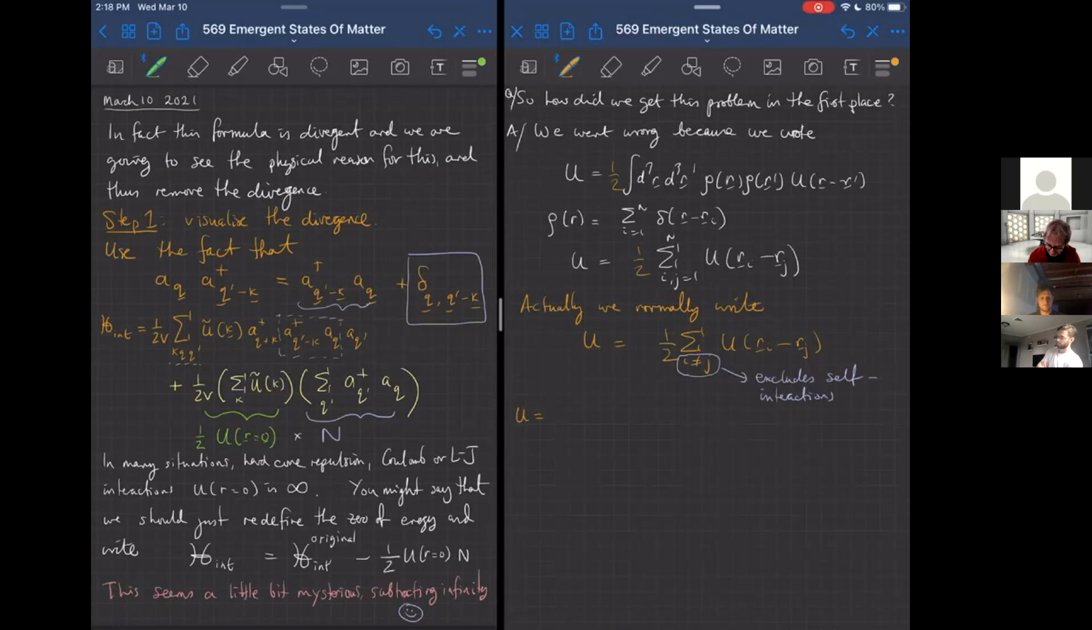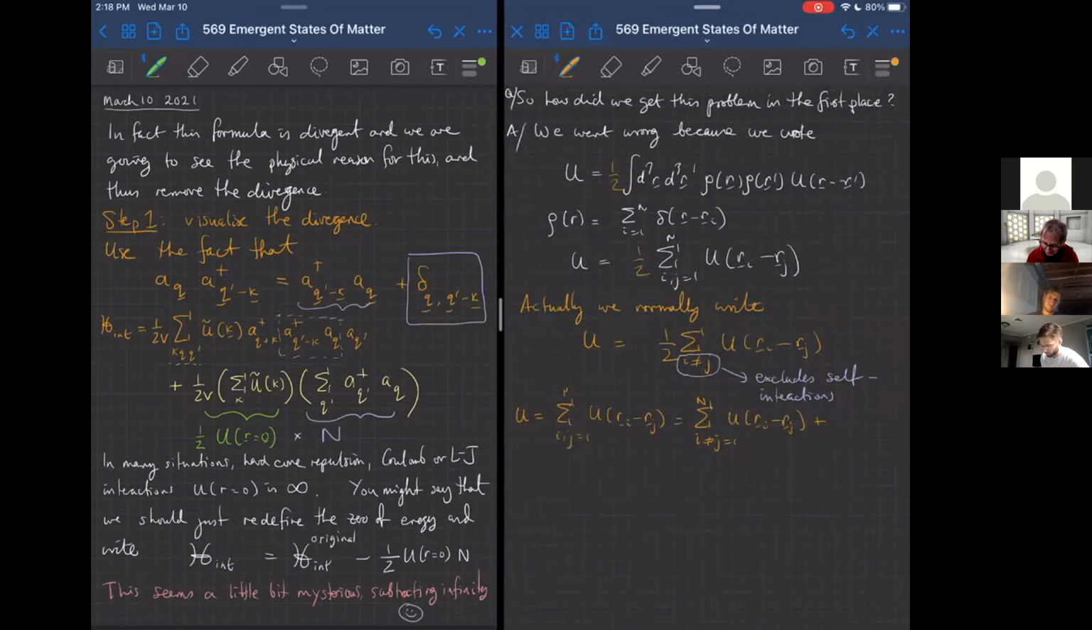is equal to, which is this again, the sum of i and j from 1 to N of U(Ri minus Rj). So this thing is equal to the sum of i not equal to j from 1 to N of U(Ri minus Rj), plus the term, which is, how many terms are there, where we have the problem.